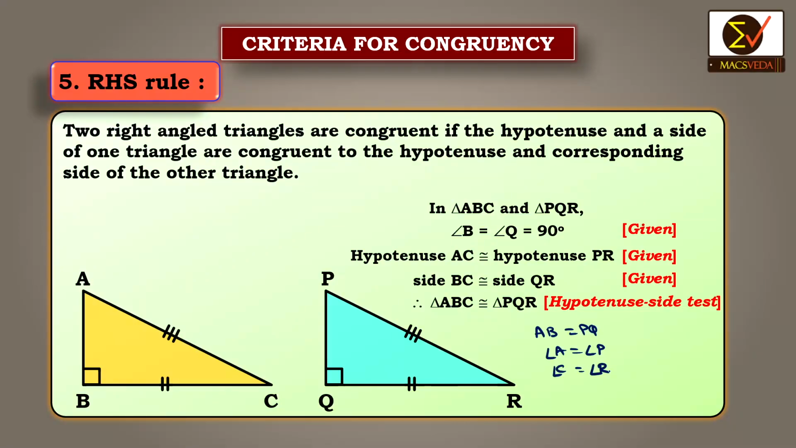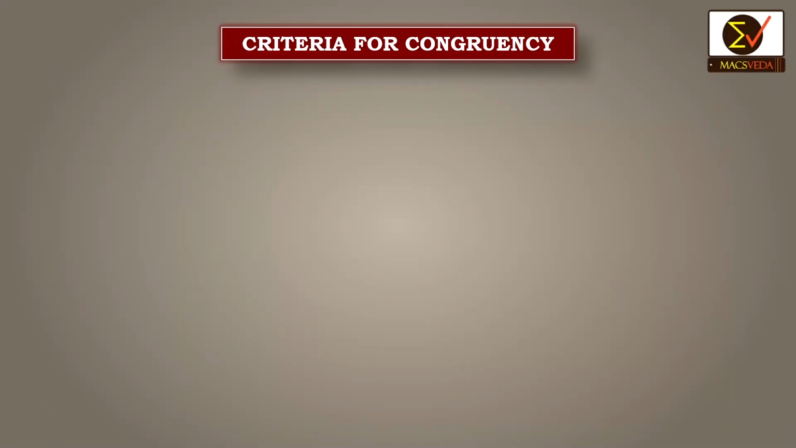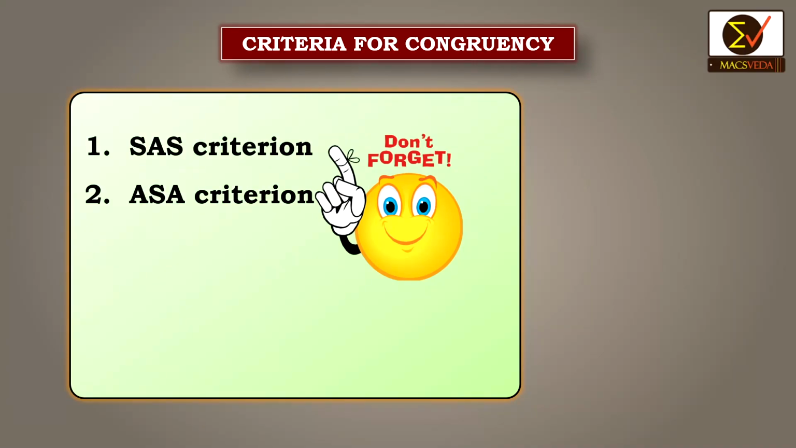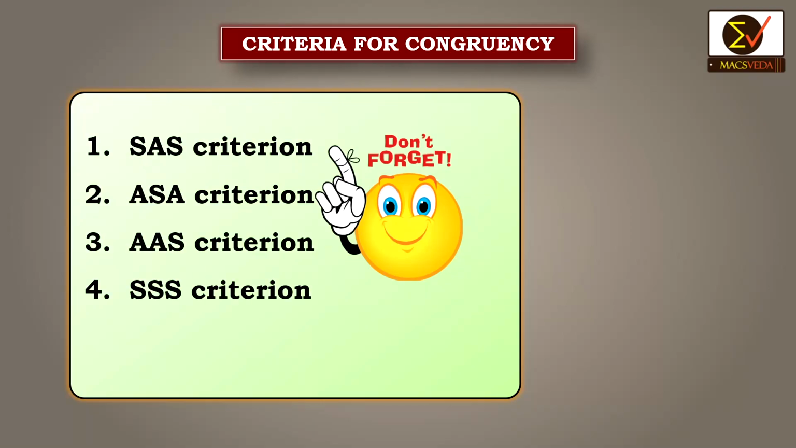So these are the five important criteria for congruency. So don't forget: side angle side criterion, angle side angle criterion, angle angle side criterion, SSS criterion, and finally the RHS rule or criterion.